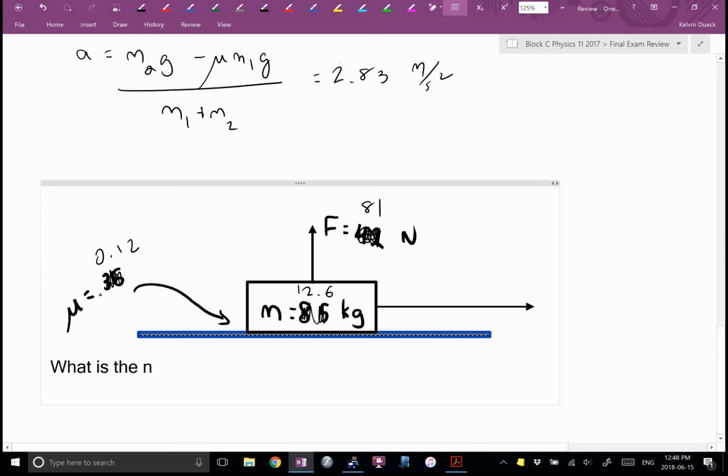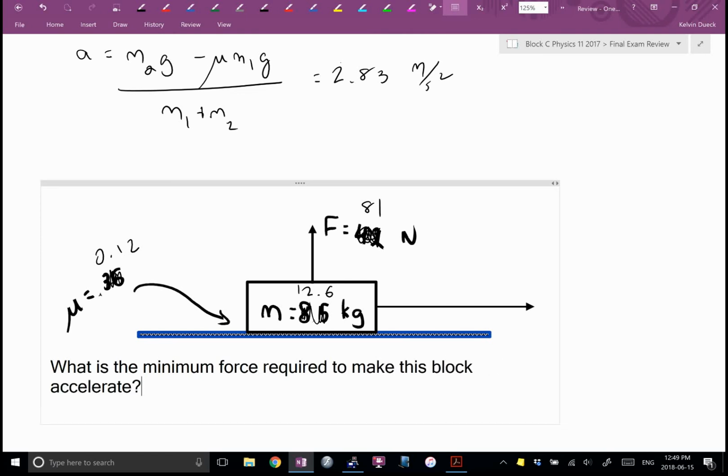Here might be a nice question. What is the minimum force required to make this block accelerate? What are they asking me to find? Yeah, we called this one F applied. Okay.